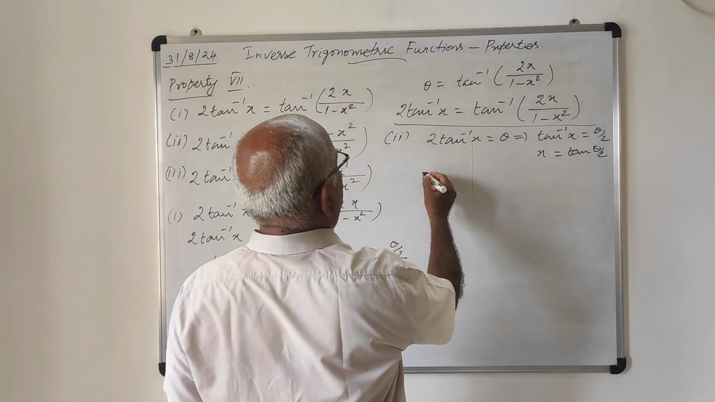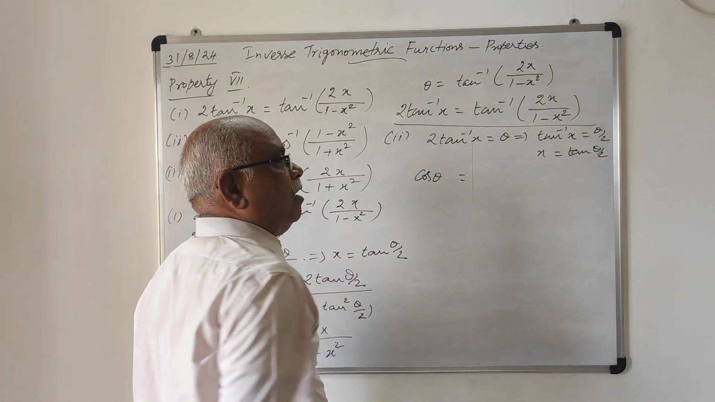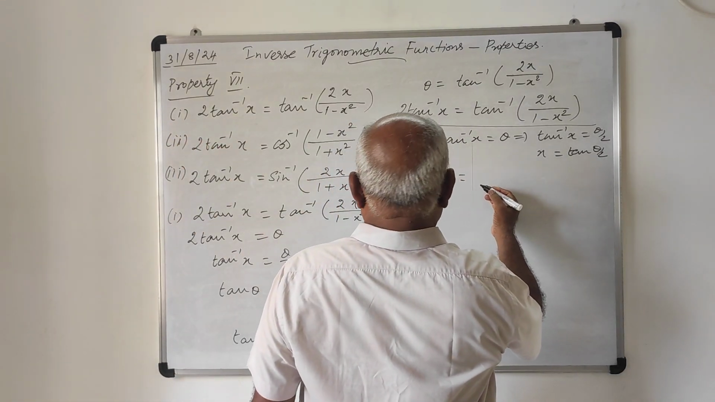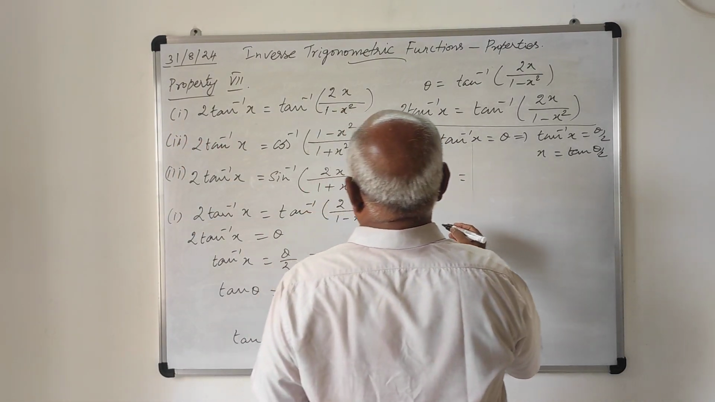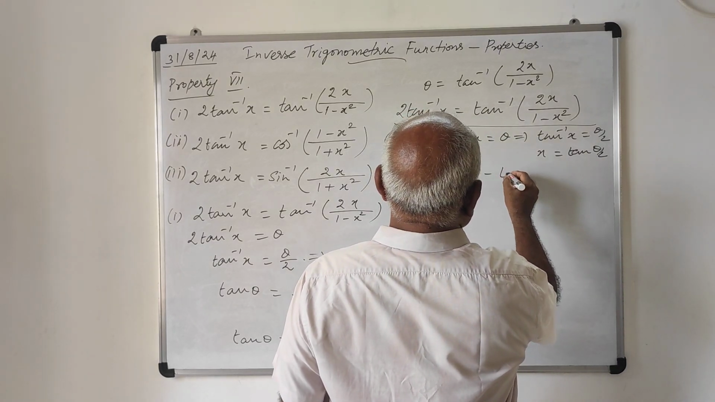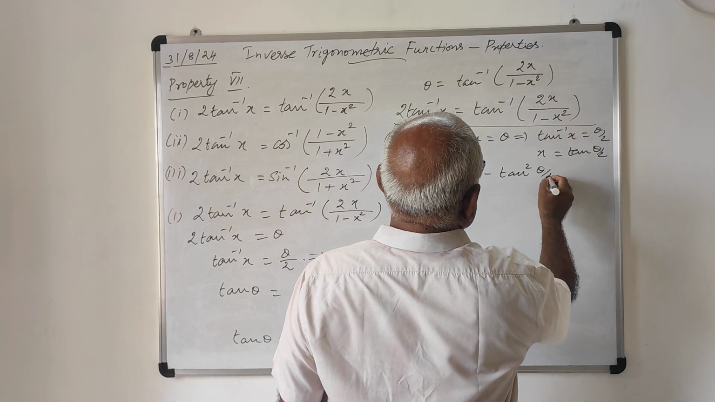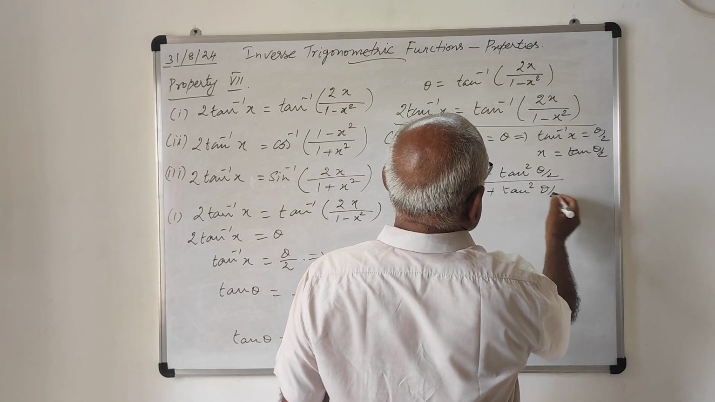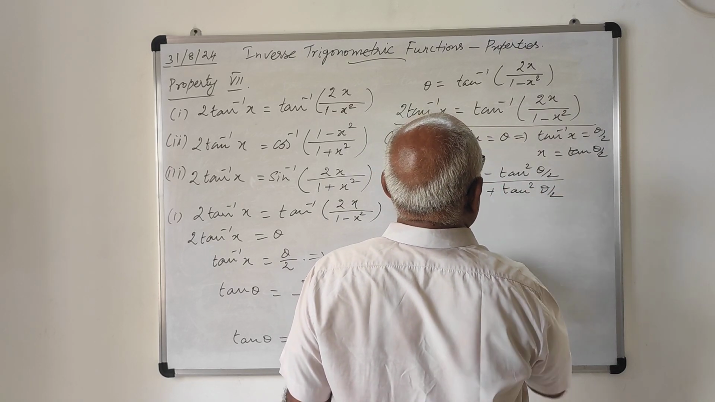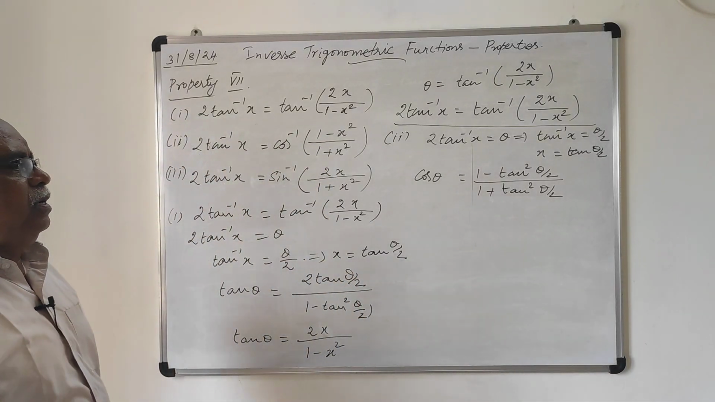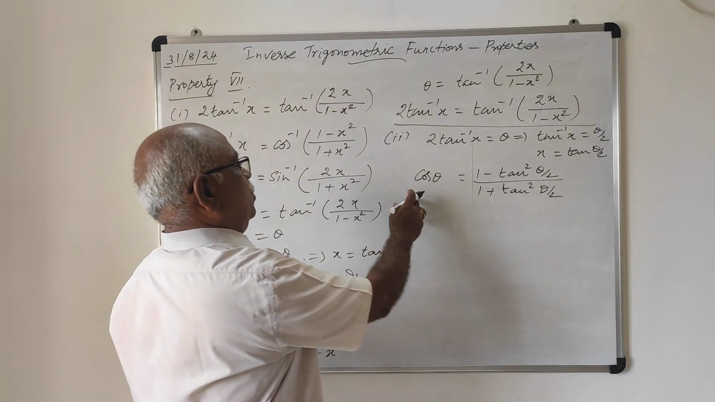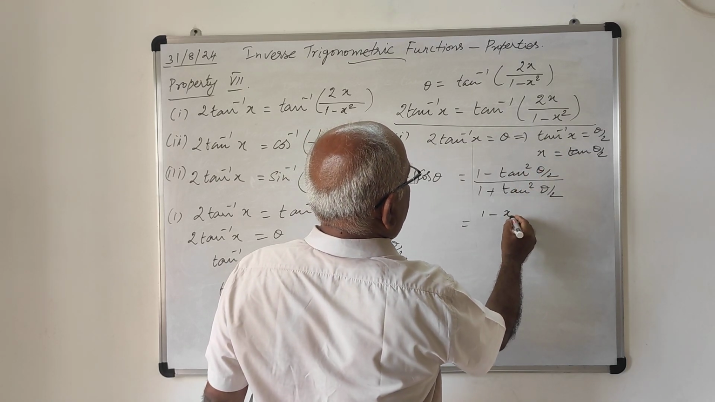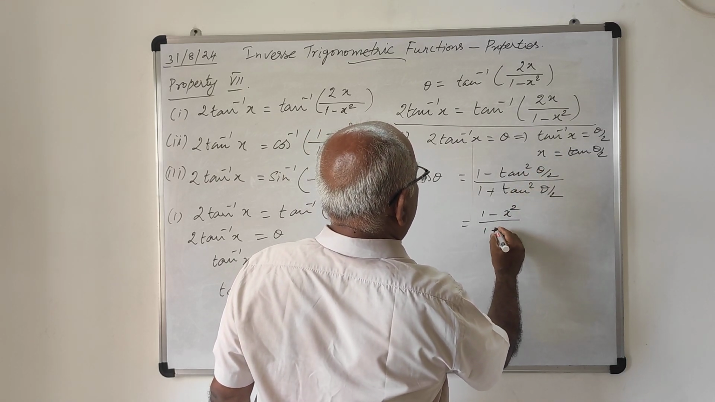You know one result for cos theta in terms of the tan half angle formula. Cos theta equal to 1 minus tan square theta by 2 by 1 plus tan square theta by 2. This is the formula for cos theta in terms of tan theta by 2. So cos theta equal to 1 minus x square by 1 plus x square, since tan theta by 2 is x.